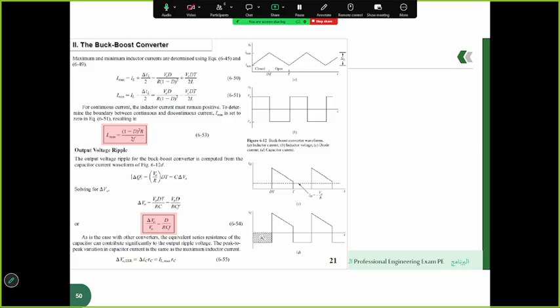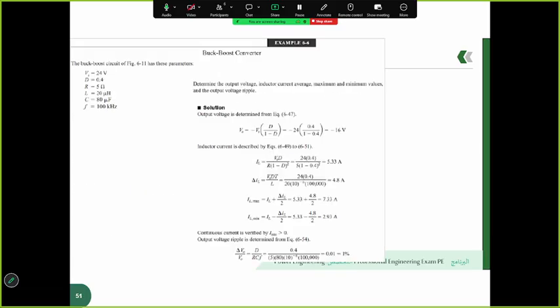These waveforms on the right-hand side illustrate the inductor current, diode current, and capacitor current, which are essential for understanding the ripple calculations and the overall operation of the converter. So this slide presents a numerical example for a buck-boost converter design, which is a versatile type of DC to DC converter capable of either stepping up or stepping down the input voltage.